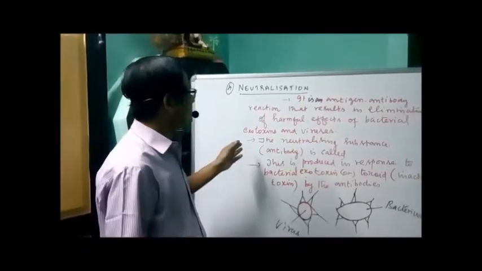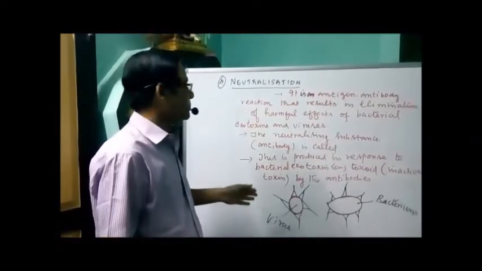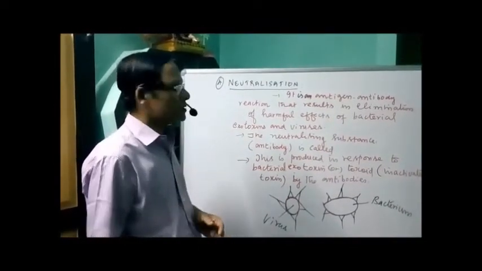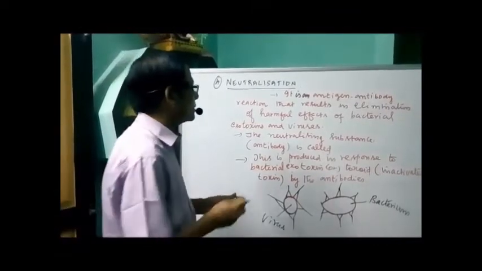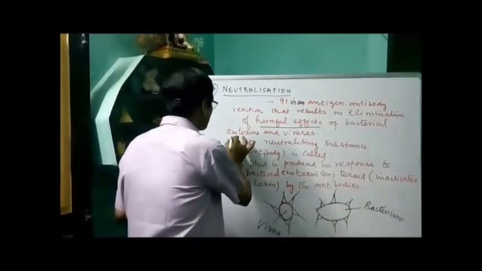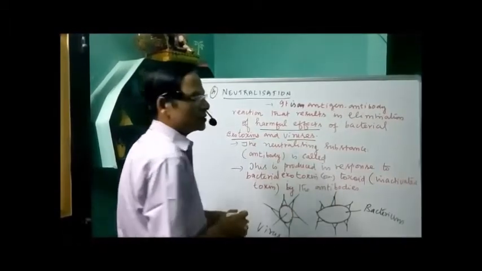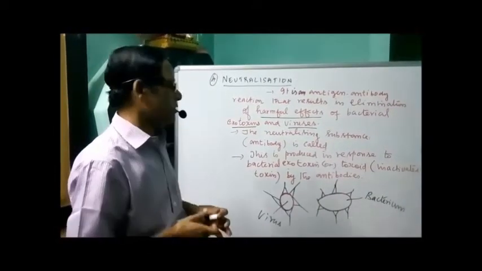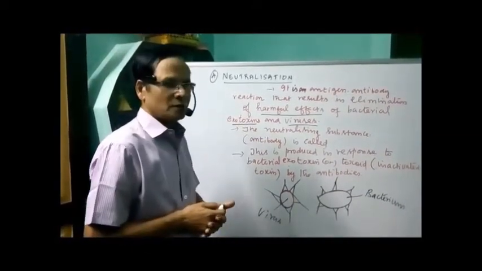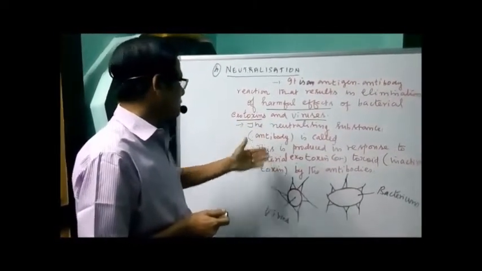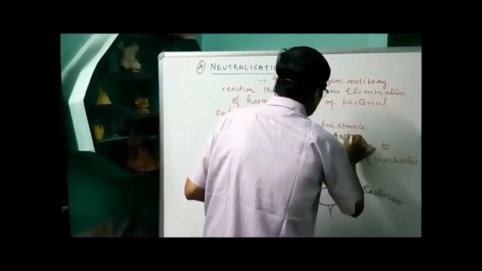The next antigen antibody reaction type is neutralization. Once again, it is an antigen antibody reaction that results in elimination of harmful effects. Harmful effects of what? Bacterial exotoxins and then viruses. Neutralizing the exotoxins released outside by the bacterium and also the viruses. Now the neutralizing substance, that is an antibody, is called antitoxin.